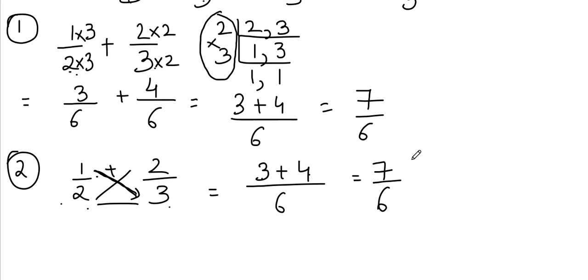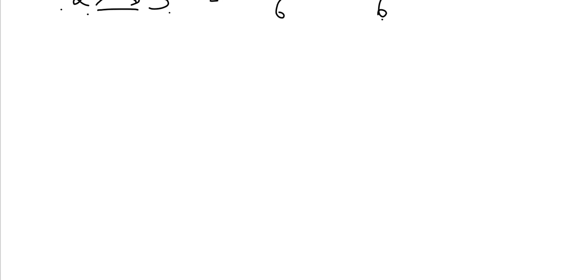Once you get this fraction, if both the numbers go in the same table, you divide, you reduce it to the lowest form, or else you keep it as it is. Now your 7 and 6 do not go in any common table. So we cannot reduce it to the lowest form. We'll keep it as it is. Now moving to the next part.